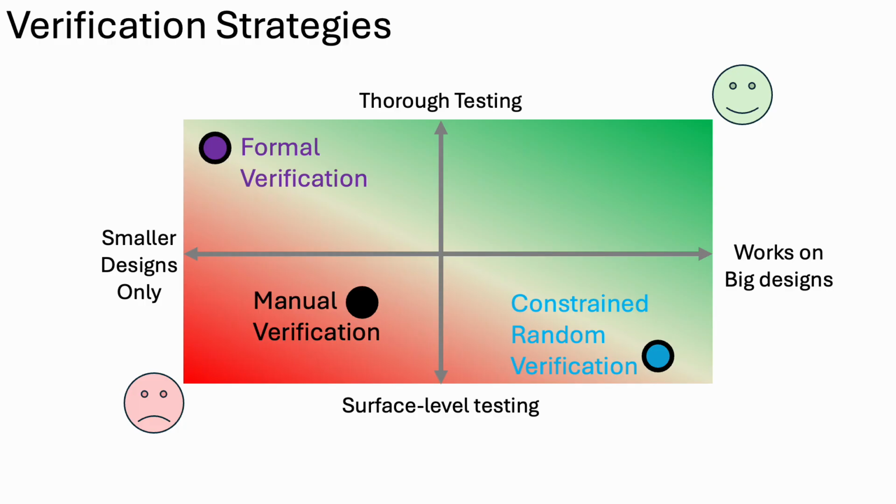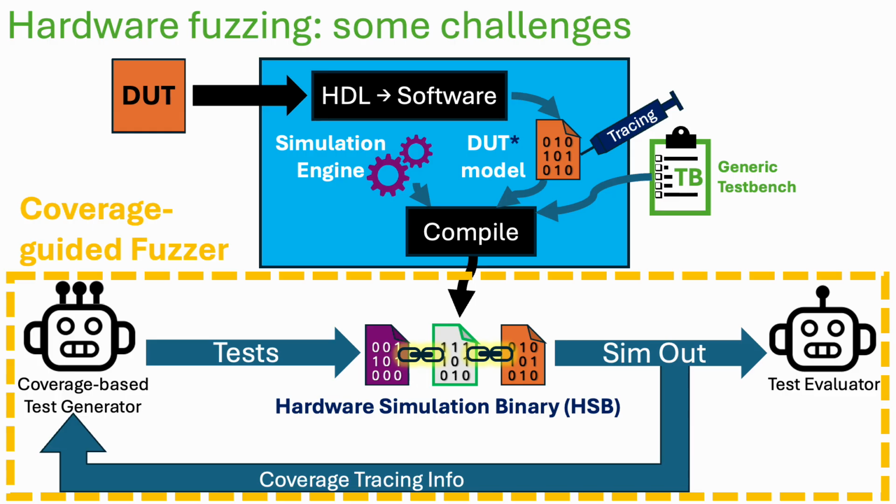So going back to our verification strategies, you can see that hardware fuzzing in some ways does get the best of both worlds, where you don't need a lot of designer time, but it's able to get deep testing and get it quickly on large designs in a way that older approaches had a much harder time doing. So when I was presenting that design, I kind of glossed over some big implementation challenges that need to be solved before you can actually pull this off.